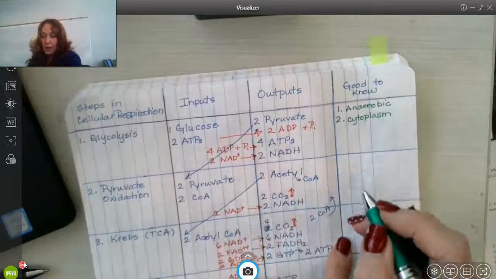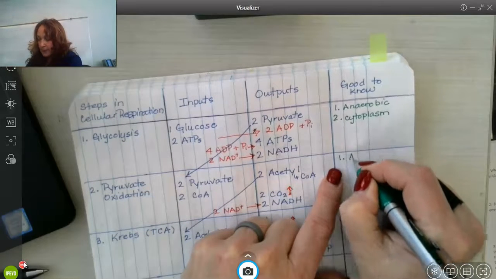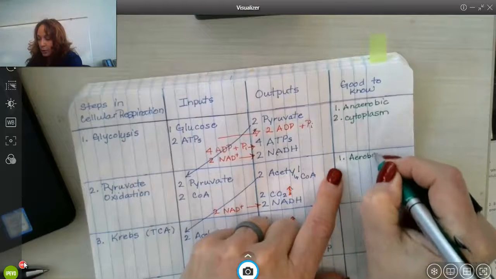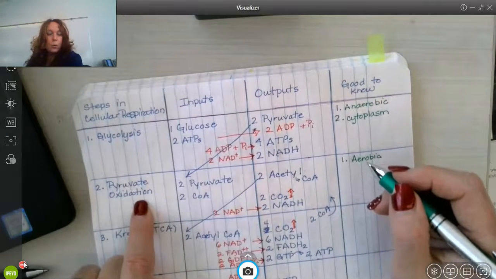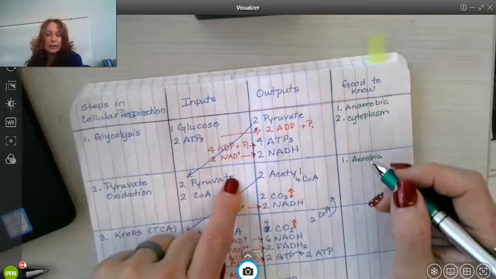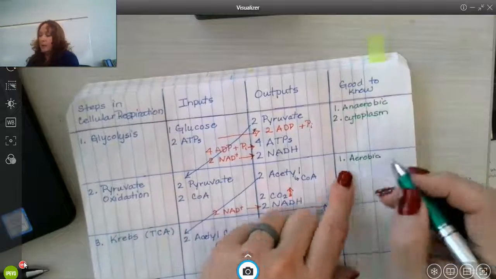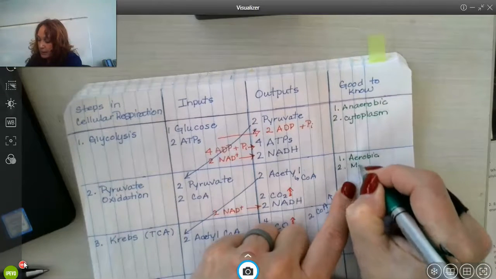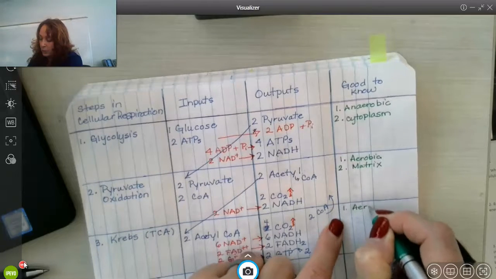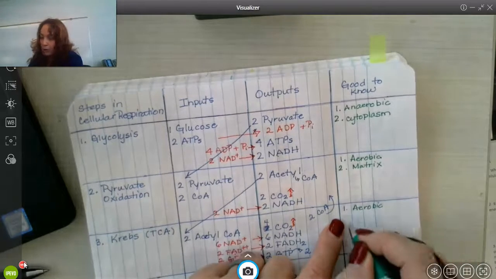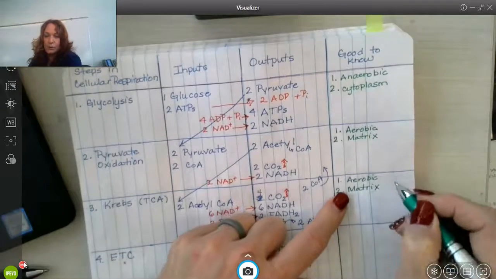Pyruvate oxidation and Krebs, those are aerobic, so they will not occur unless you have oxygen present. Pyruvate oxidation won't work unless you have oxygen to gate that transport protein for pyruvate to come into the matrix of the mitochondria. So this is located in the matrix. The same thing is true. You have to have oxygen for Krebs to work, and it occurs in the matrix.